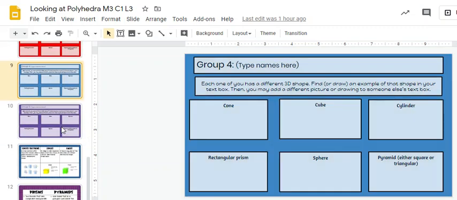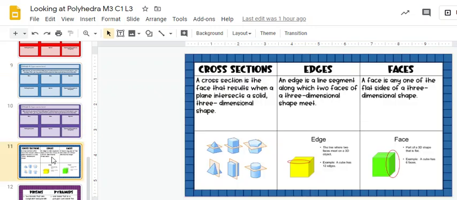So that is probably all we're going to be able to focus on today. But you can also look at the different definitions of cross sections, edges, and faces, which you may already know. So a cross section is a face that results when a plane intersects a solid three-dimensional shape. The edges are the line segments along which two faces of a three-dimensional shape meet. And the face is any one of the flat sides of a three-dimensional shape.